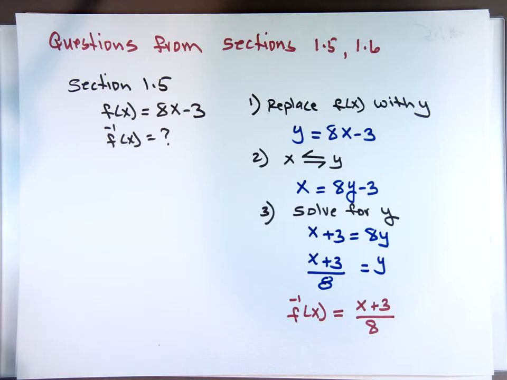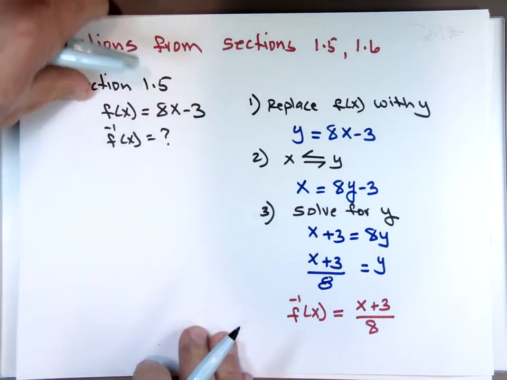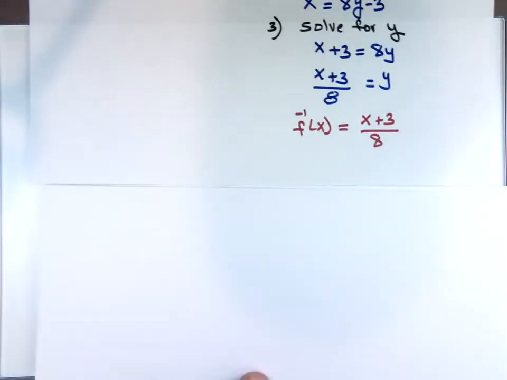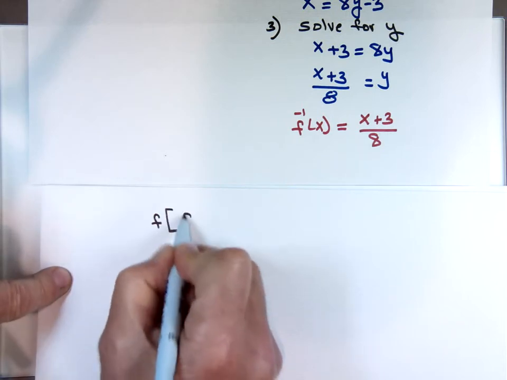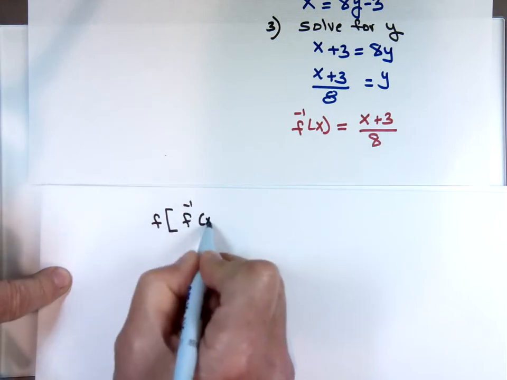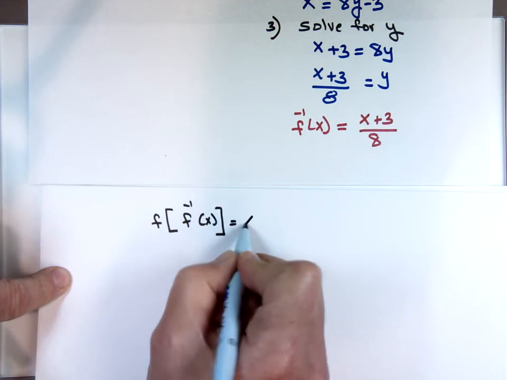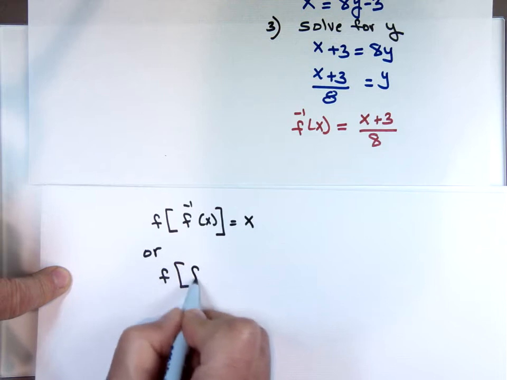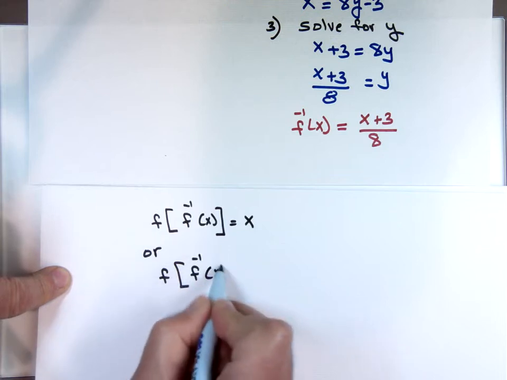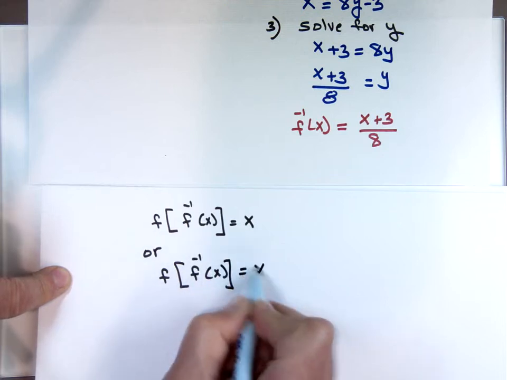Now, if you want to prove you did it right or not, to test it out, you can do one of 2 things. If they're really the inverse of each other, if you take f of the inverse of x, it should give you x. Or, if you take the inverse of the function of x, it also should give you x. Doesn't matter which one.